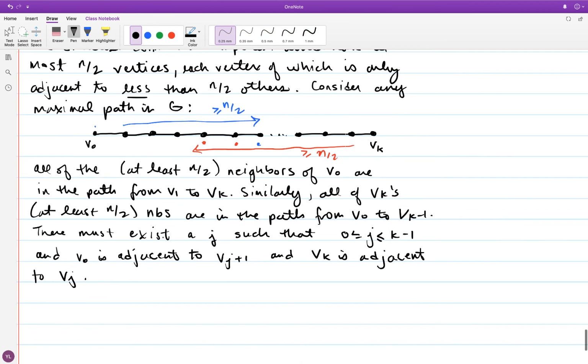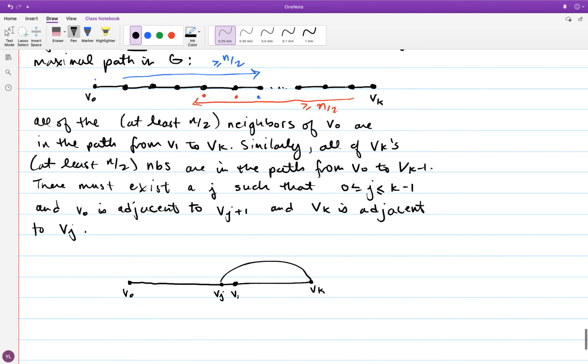Okay, so let me actually get a new picture going to represent what I've claimed here. What I'm saying is that since V naught's neighbors extend more than halfway across from V1 to VK minus 1, and similarly VK's neighbors extend more than halfway across down from the V1 to VK minus 1, there must be an instance where VJ is a neighbor of VK, and the next one, VJ plus 1, is a neighbor of V naught, like this. So these are actual edges here that I've just drawn, whereas the rest of the path has these other vertices along it, like this.